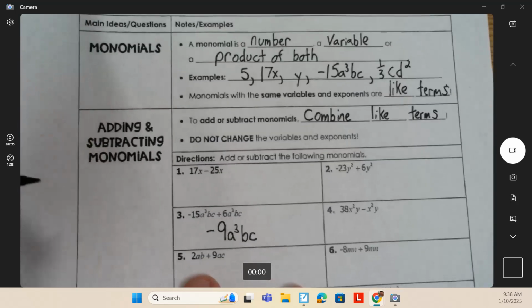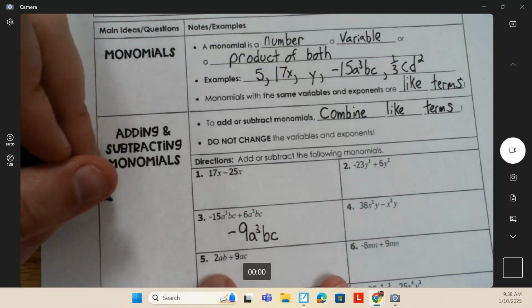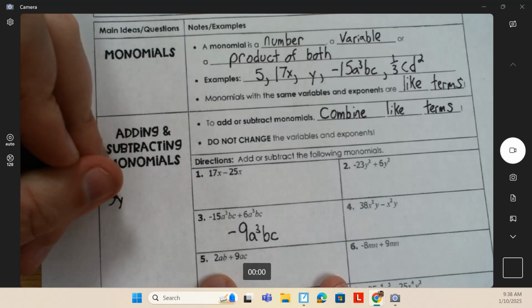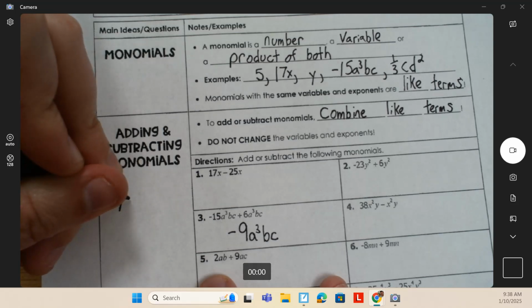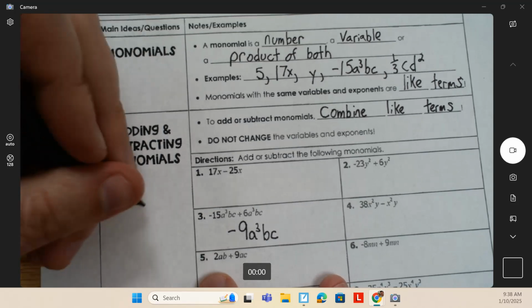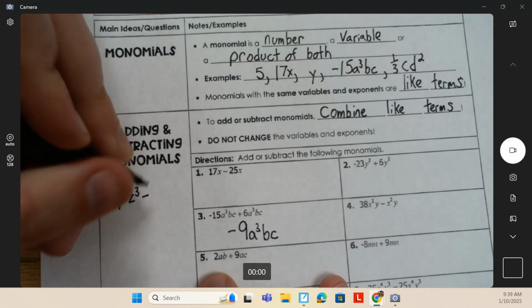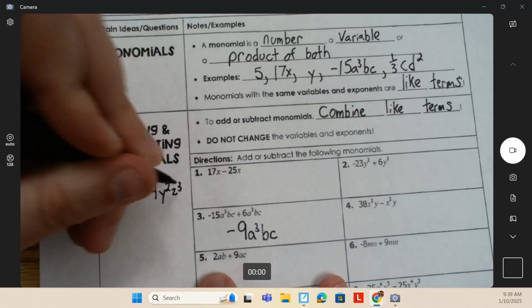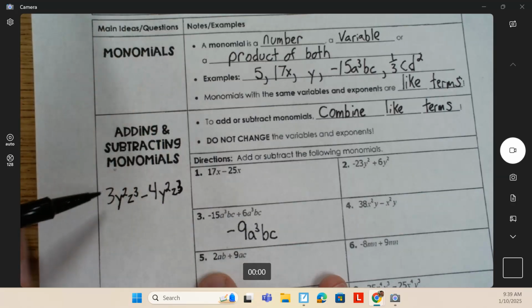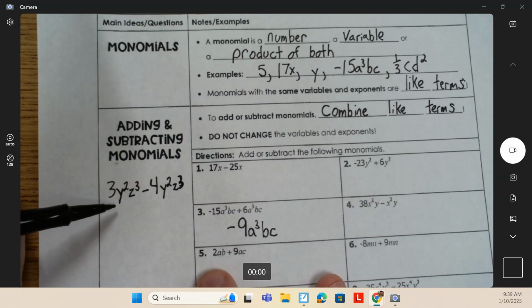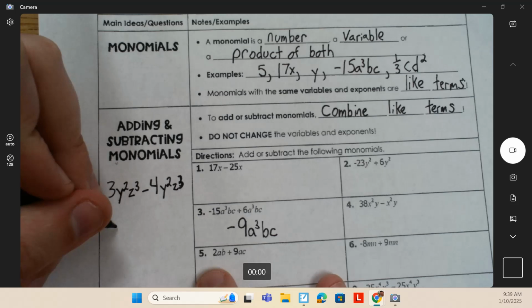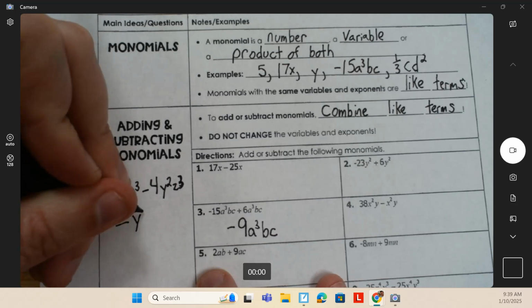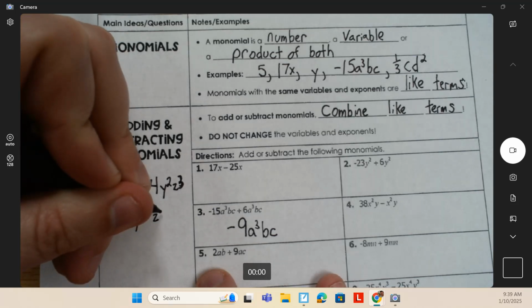If I have 3 y squared z to the third minus 4 y squared z to the third, all I would do for this is take, since they are, and I'm checking to make sure, they're both y squared z to the third. So I just do 3 minus 4, which gives me a negative 1, or just a negative y squared z to the third.